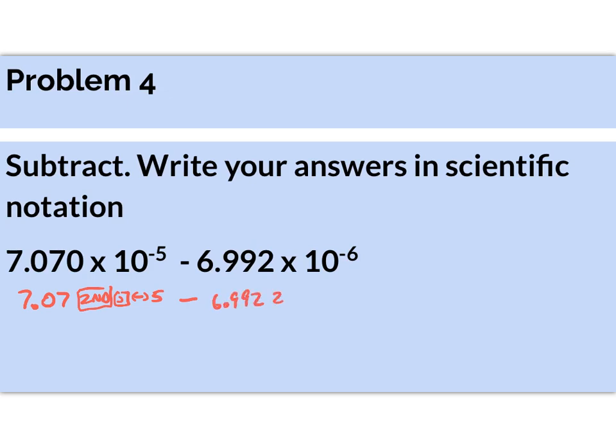6.992 second, comma, negative 6. And what you will get is the calculator will put out 6.3708, and we're going to round that to 3 numbers behind the decimal point, times 10 to the negative 5th.